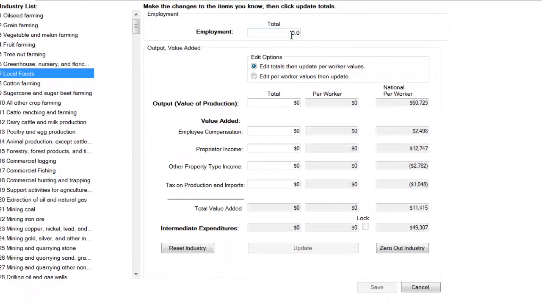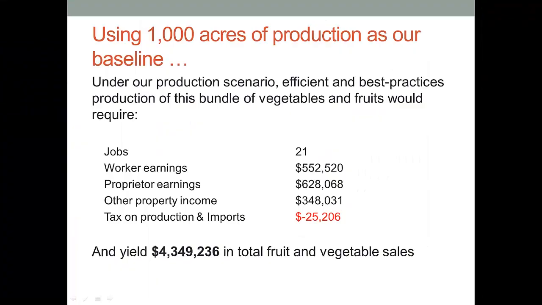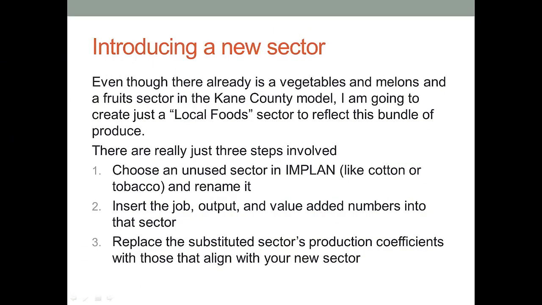I next need to enter in the values for my local food sector. Those values come from the slide that I just showed. We're going to ignore the existing fruits and vegetables sectors in the Kane County model, and we're going to create a local food sector. Now, there are only three things that are involved with this. First, I've already done this. I've chosen an unused sector in IMPLAN, and I've renamed it. Next, I'm going to insert the job, output, and value-added numbers into that sector. And then finally, I'm going to replace that substituted sector's production coefficients with those that would align with my new sector. I'm going to replace the tobacco production coefficients with coefficients that reflect fruits and vegetables production.